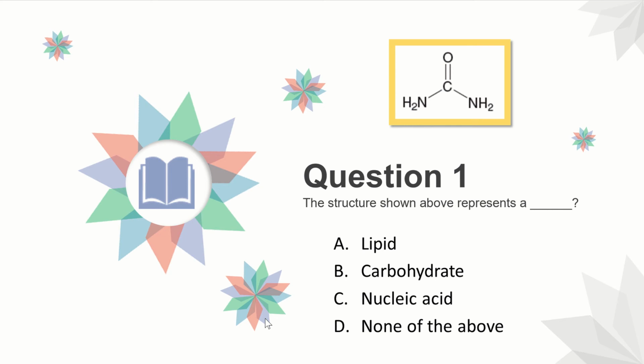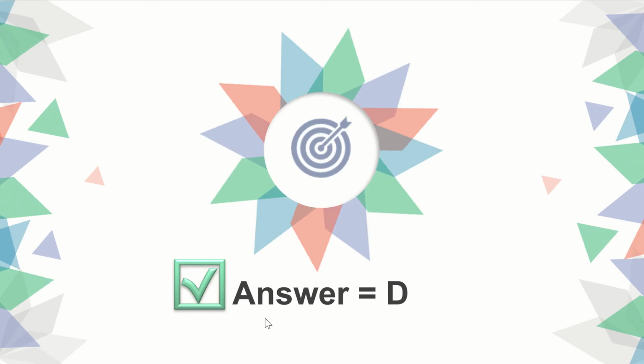group of compounds. So that leads us to our first question, which says: the structure shown above represents A, lipid, B, carbohydrate, C, nucleic acid, or D, none of the above. So if you answered D, which is none of the above, you are indeed correct.